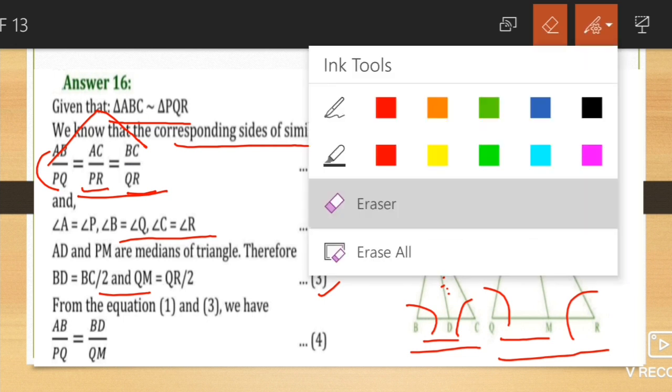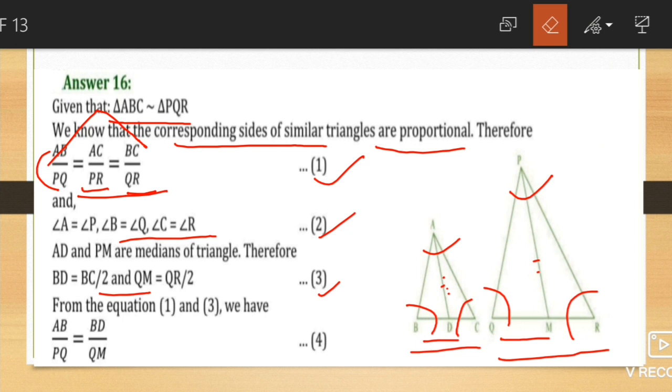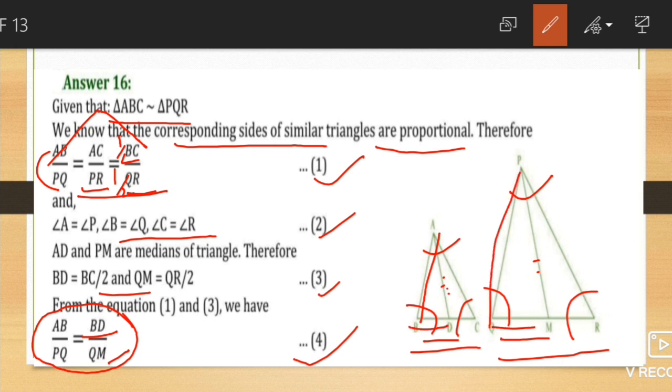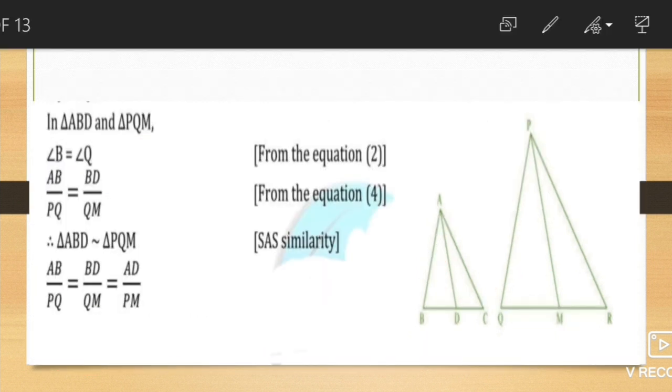if you take the first and third ratio and multiply the numerator and denominator of the third ratio by half, half of BC is equal to BD and half of QR is equal to QM. So you can write AB by PQ is equal to BD by QM. Mark this as equation number 4. Now let's check the next slide.